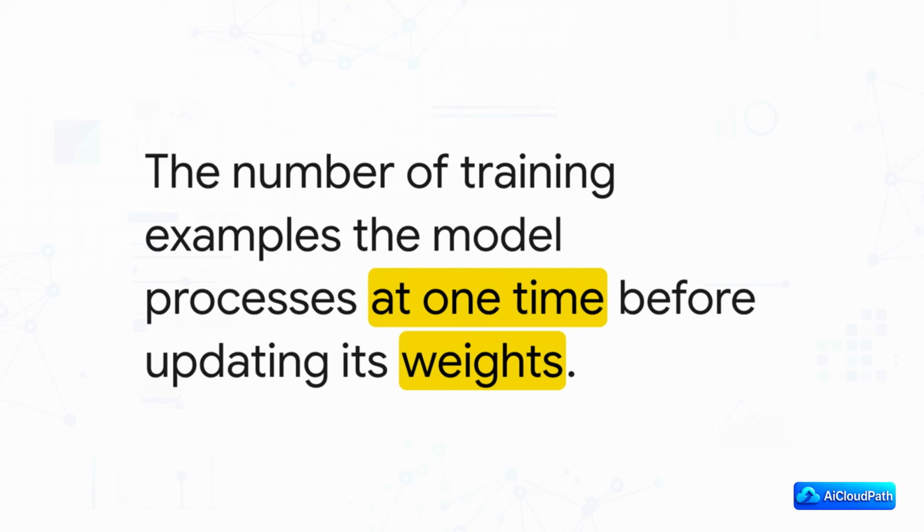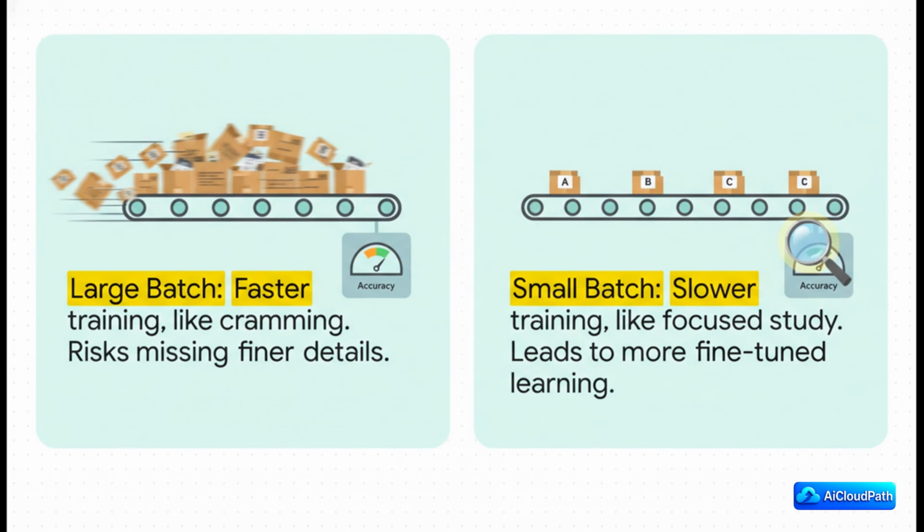Next up, batch size. The idea here is that a model doesn't look at all your data at once. It looks at it in chunks or batches. The batch size is just how big those chunks are before the model pauses to update what it's learned. So a large batch size is kind of like cramming for an exam. You review a huge amount of material all at once. It's fast, for sure, but you might miss the subtle details.